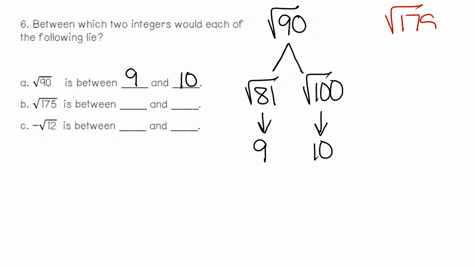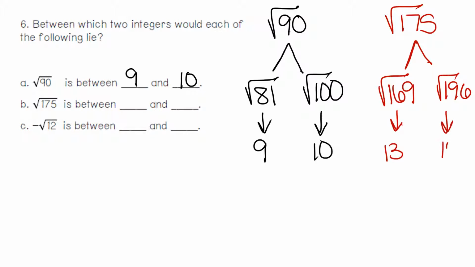Same thing for 175. It is not on our perfect square list, so we're going to look at the list and figure out which ones it is in between. 175 is between 169 and 196. Square root of 169 is 13. Square root of 196 is 14. So letter B, the square root of 175, is between 13 and 14.